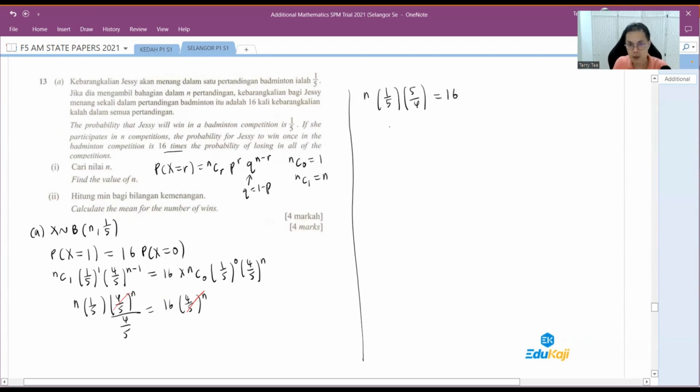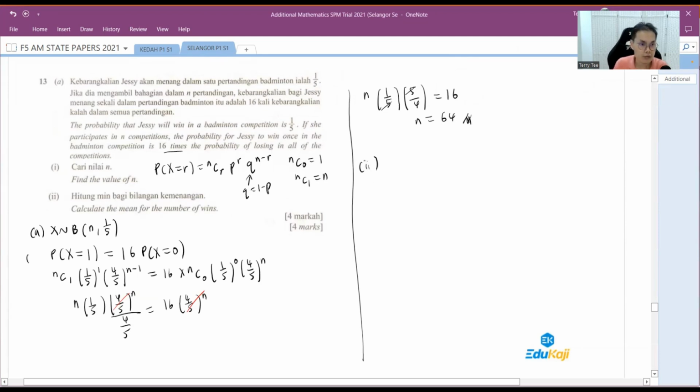Okay, now what do I do? Well, we can cancel this and this, multiply by the 4/5. Good. So your n is 4 times 16, which is 64. Okay, so we're done with the first part.